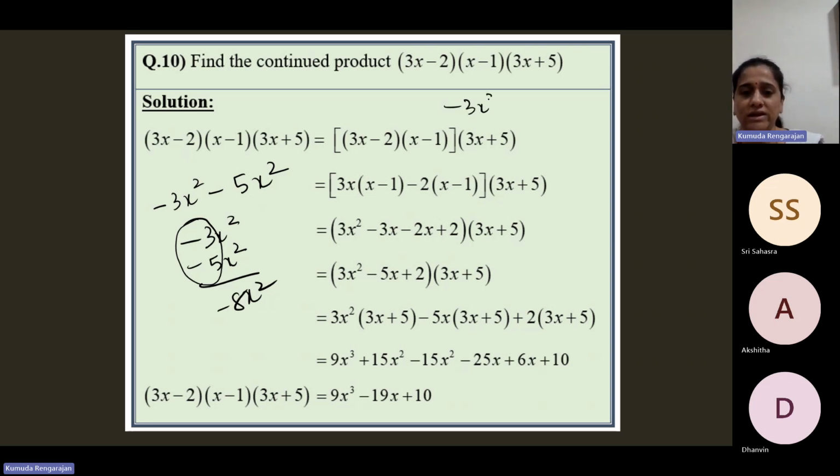But if it is minus 3x square into minus 5x square, if it is multiplication, then what do you do? You multiply the signs, minus into minus is plus. Then you multiply the numbers, 3 fives are 15. Then you multiply the letters also, x square into x square. The literal factors also will multiply. When you multiply, add the powers, 2 plus 2, 4.